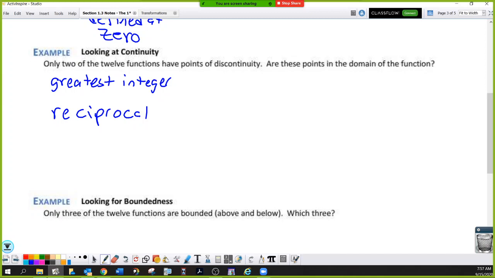So in the greatest integer function, our domain was all real numbers, wasn't it? So even though we had points of discontinuity, jump discontinuities at every integer value, those integers were still in my domain. They were a closed dot somewhere, right? That's the definition of a jump discontinuity. It's an open dot and a closed dot.